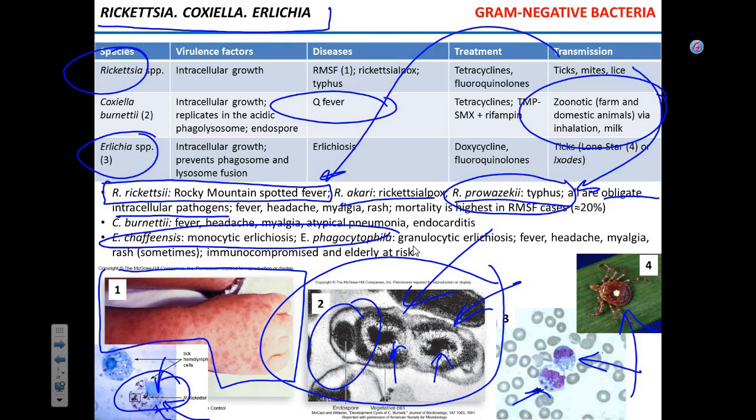Now, why pay attention specifically to Ehrlichia? Cases of ehrlichiosis are pretty common in Ohio, Pennsylvania, and New England in general, because the tick is found here. Does that make sense?